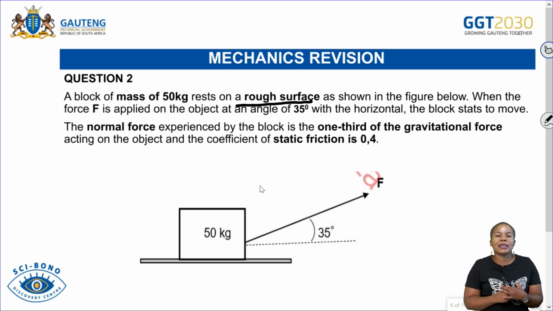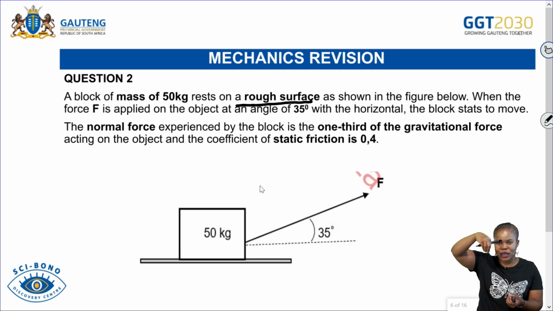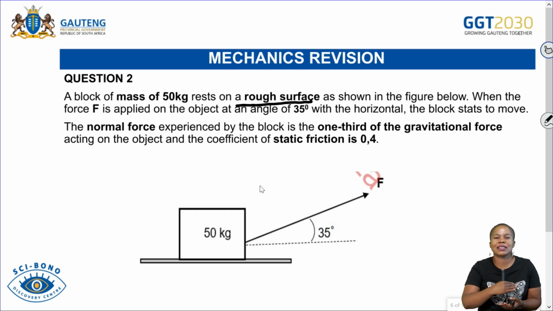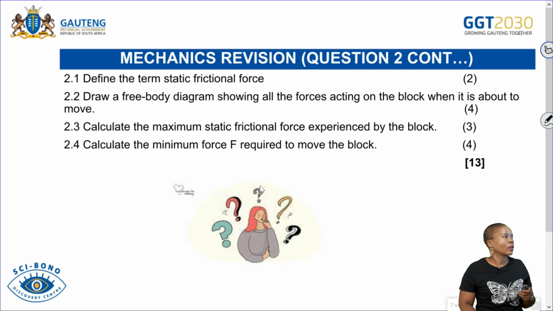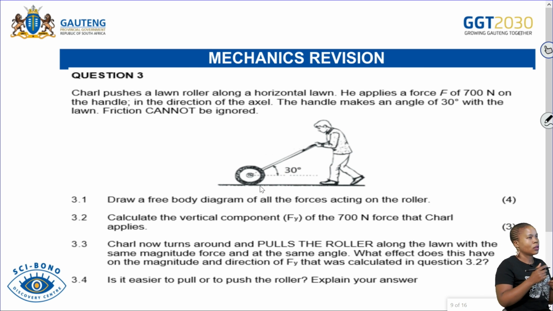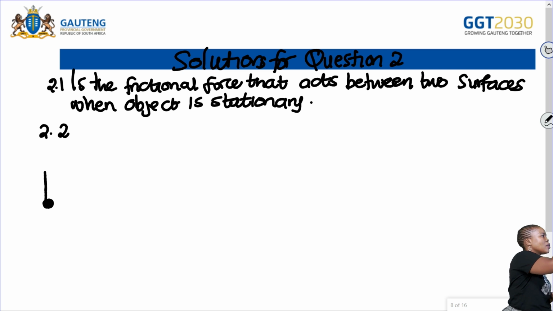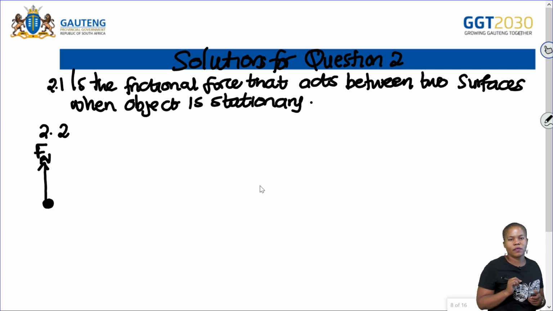Because by definition your normal force is a force that the surface exerts onto an object and it is perpendicular to the surface. If there's a surface, then there is normal force. So here's our normal force. So we say Fn to indicate your normal force.